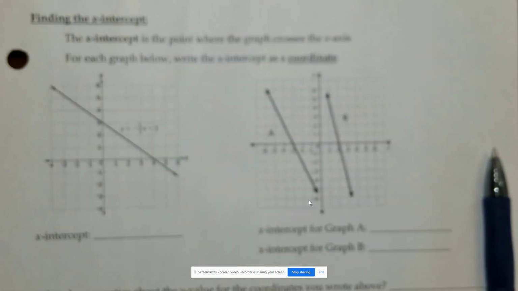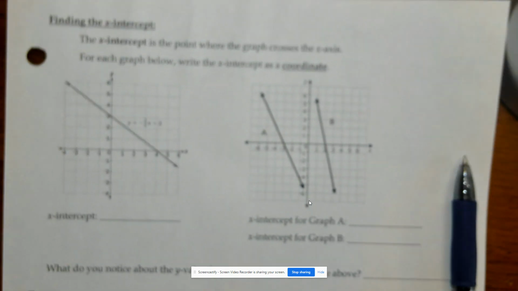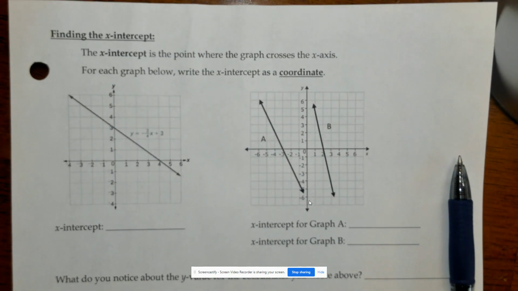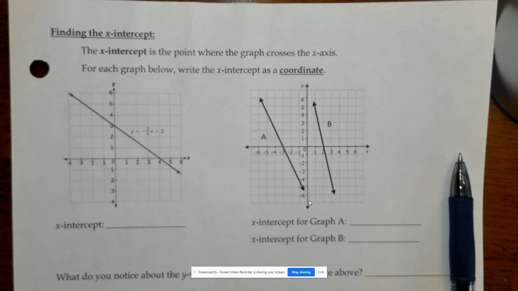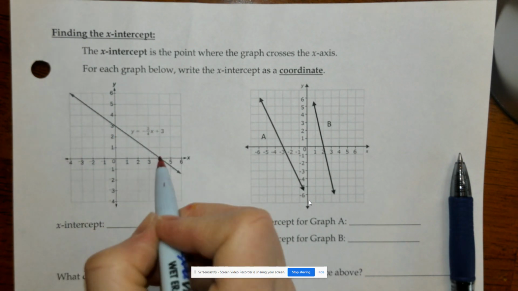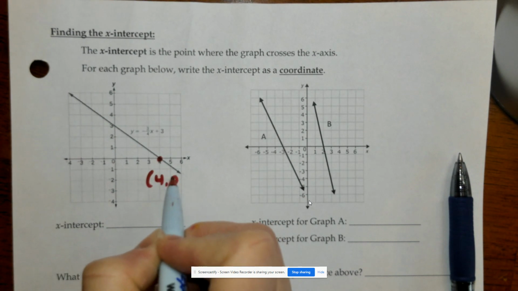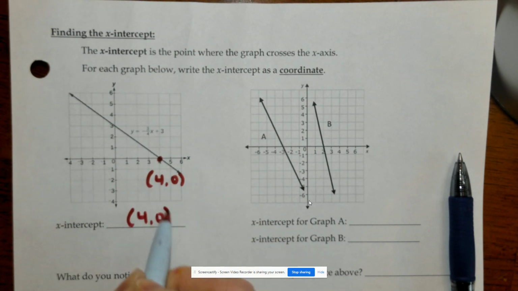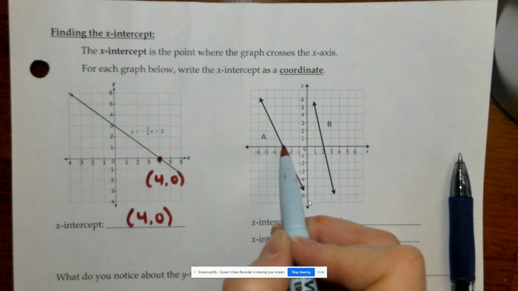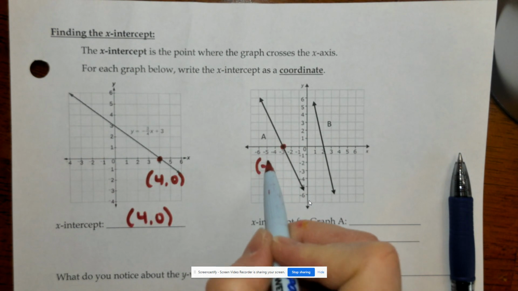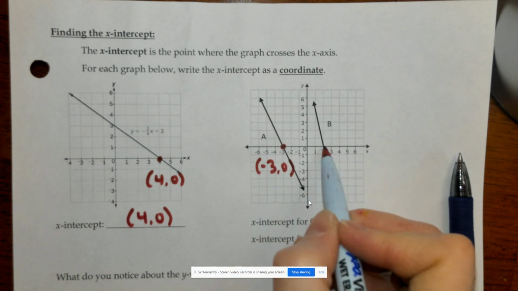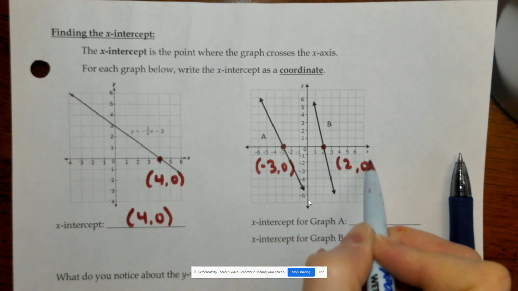Finding the x-intercept. I don't think anyone's going to be surprised to find out that it's a very similar relationship, a very similar process. All right, the x-intercept is the point where the graph crosses the x-axis. So we're going to look at the graph and say, where does it cross the x-axis? So this one crosses at 4, 0. Over here, we've got the A line crossing at negative 3, 0, and the B line crossing at 2, 0.